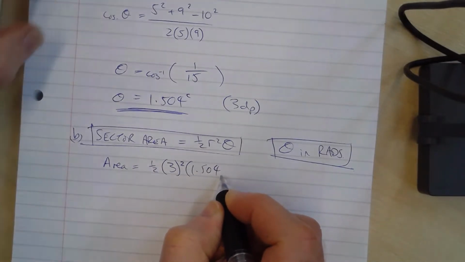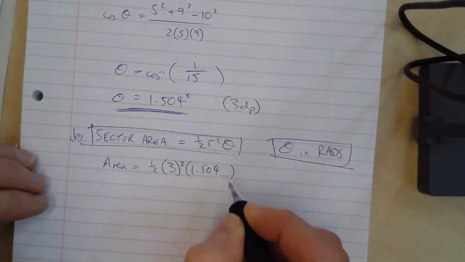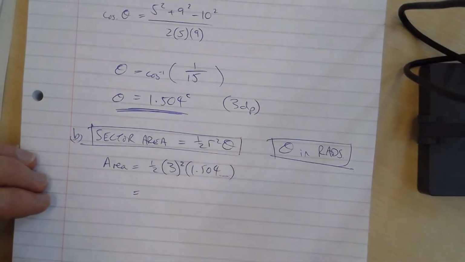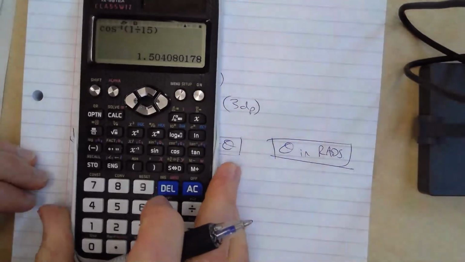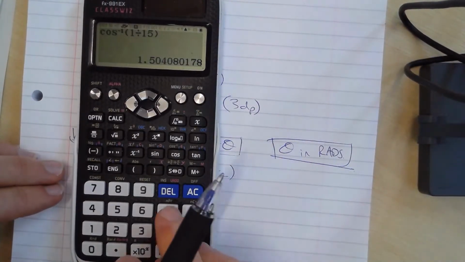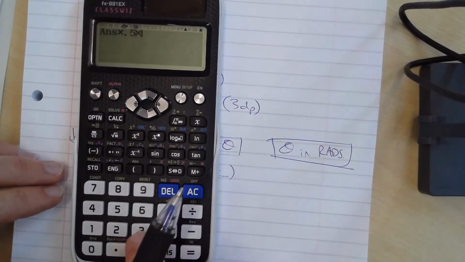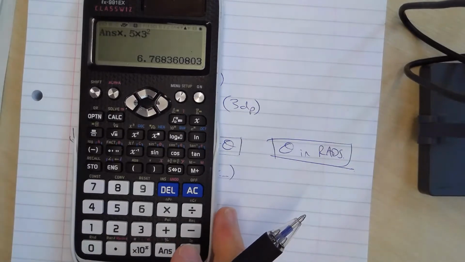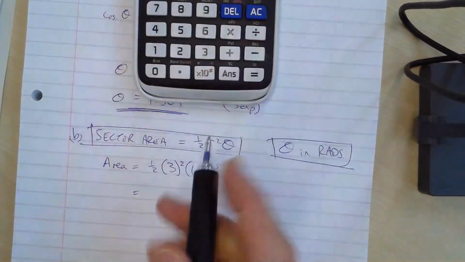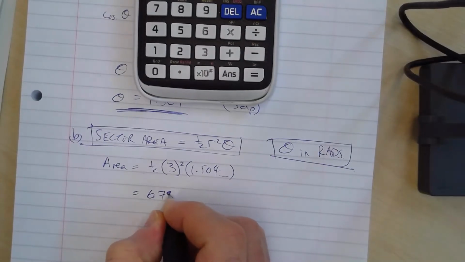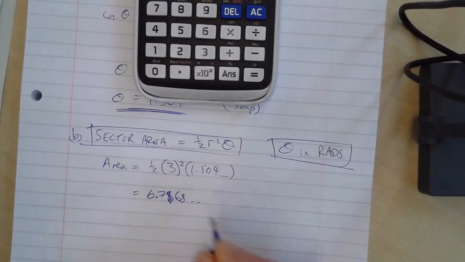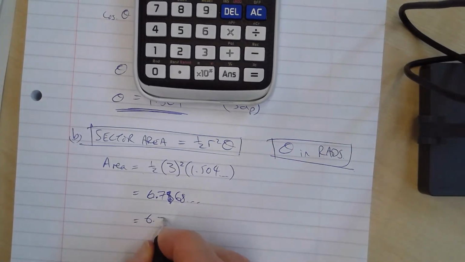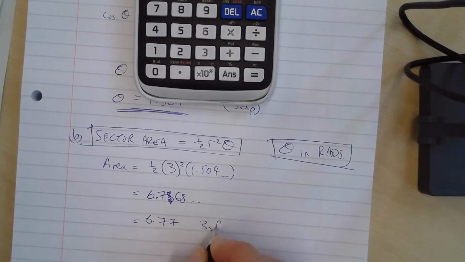Although if you've still got the full calculator value from earlier, use that in your later calculations. I do still have that calculation on my screen, so I can now just multiply that by the 0.5 and by the 3 squared, and there we go, 6.768 etc. It doesn't tell me what to round it to, so I'm just going to round it to 3 sig fig: 6.77 to 3 sig fig, and that will be in centimeters squared.